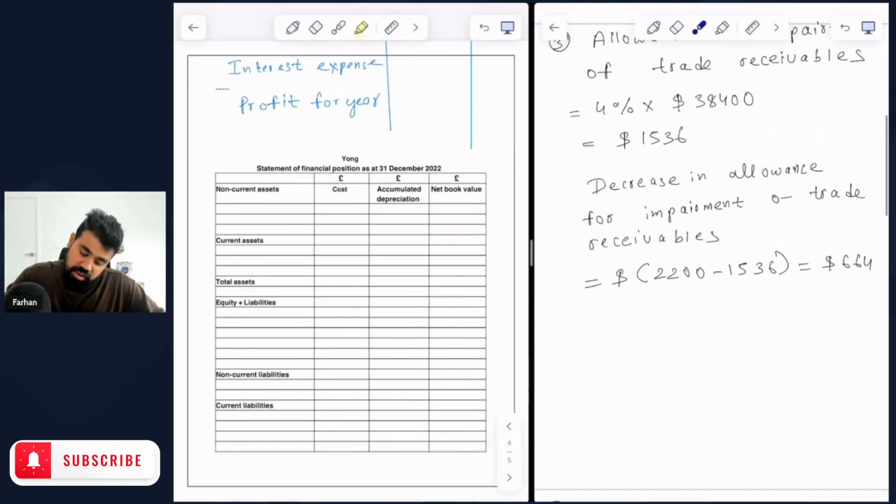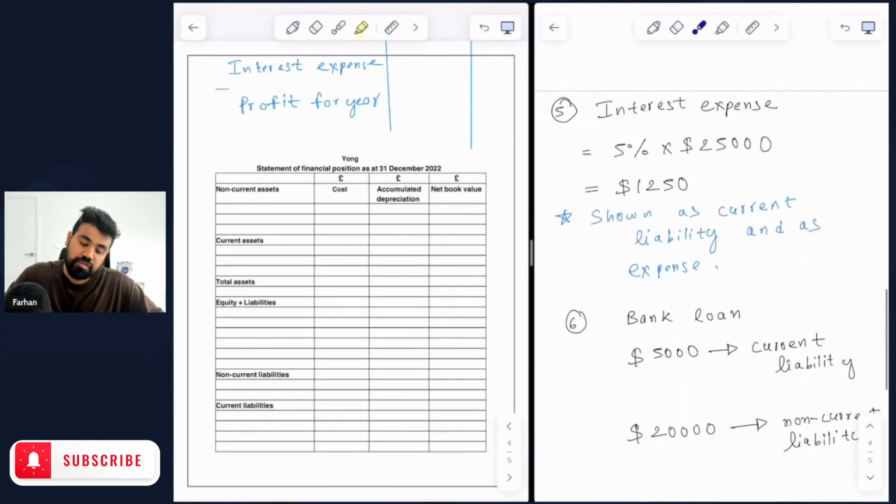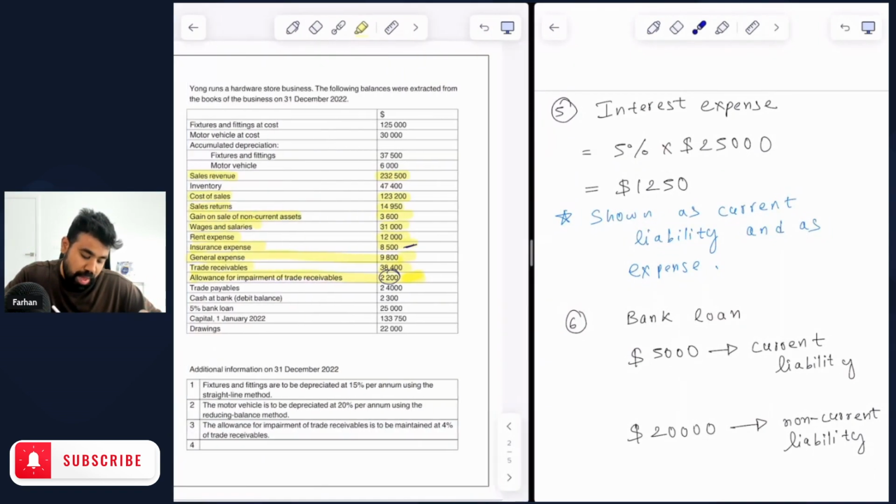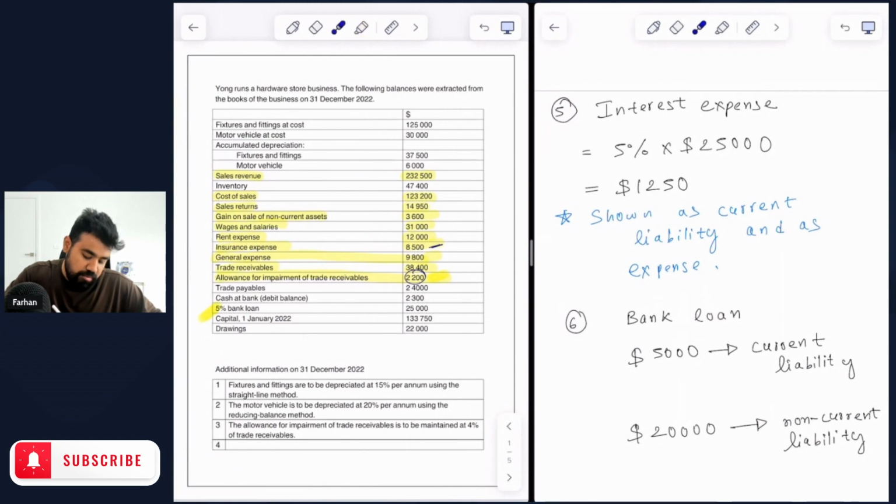So we have the interest expense, if you recall, from additional information number 5. The amount that we have borrowed was $25,000 and the interest rate was 5%. This interest rate wasn't explicitly mentioned in additional information number 5, but this is something that we got from the balances that were given to us here, 5% bank loan of $25,000. So that is what we have done here. We multiplied 5% on $25,000, and that gave us $1,250 as the interest expense.